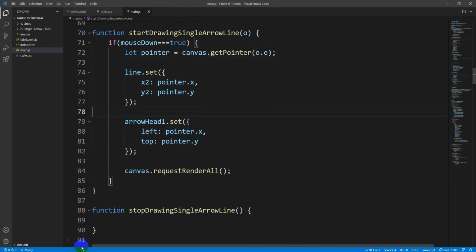Let's just see what happens over here. Let me click this and move this. As you can see, the line extends to wherever the cursor is and the arrowhead follows the cursor. But you realize something over here: the arrowhead does not tilt to the correct angle, it's always at a fixed angle. So we actually have to rectify this. We have to change the angle of the arrowhead.